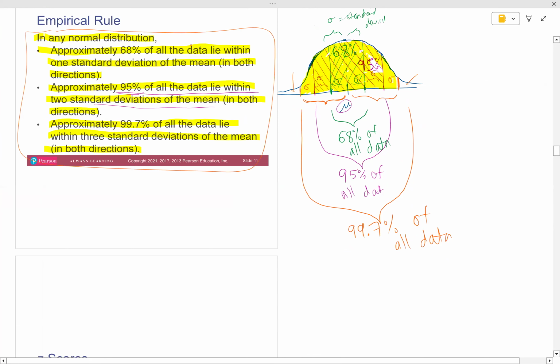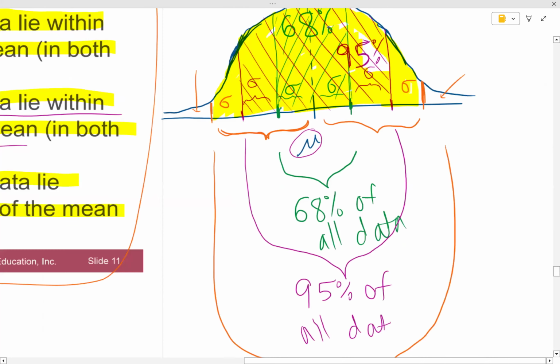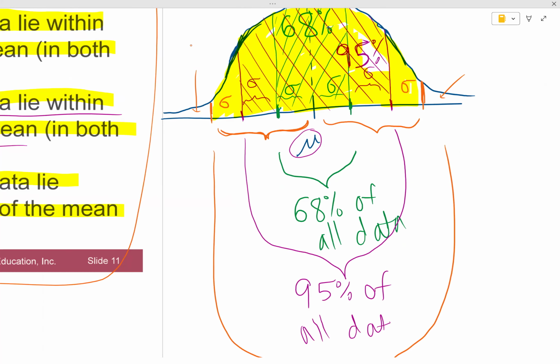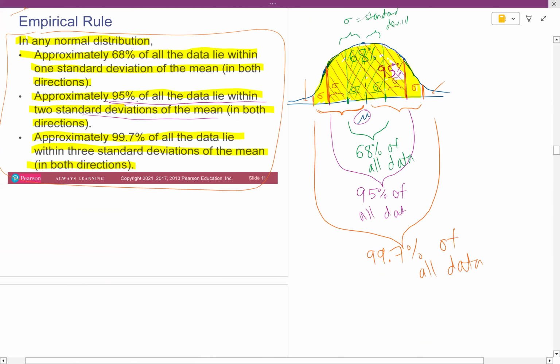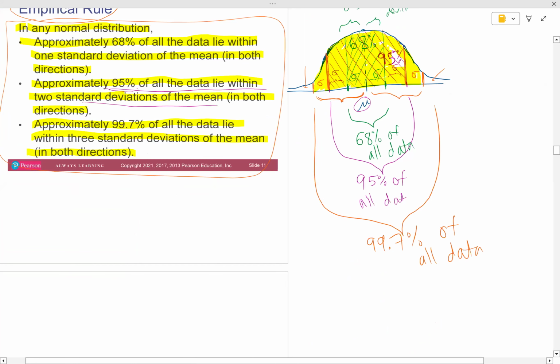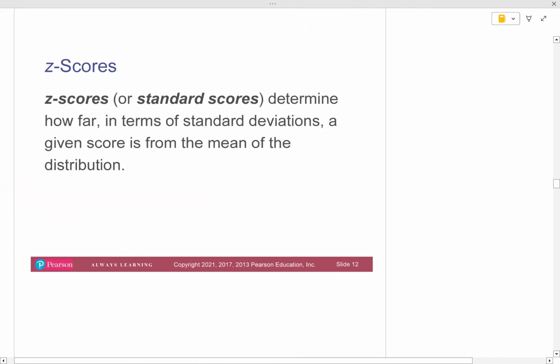Yeah, about 68% of all data lie within that one standard deviation. So that part that I shaded in green, just from here to here. And then 95% of the data values lie within 2 standard deviations. So here to here, and then 99.7% of them. They call that the empirical rule. And I think if you take a statistics class in the future, you might have to memorize those, but in this class, don't worry about it. Maybe write it on your note card if you want.